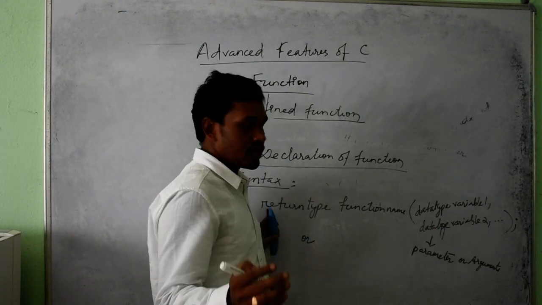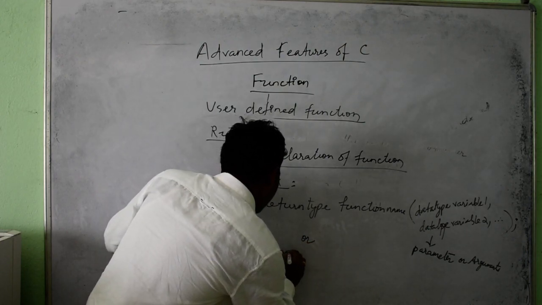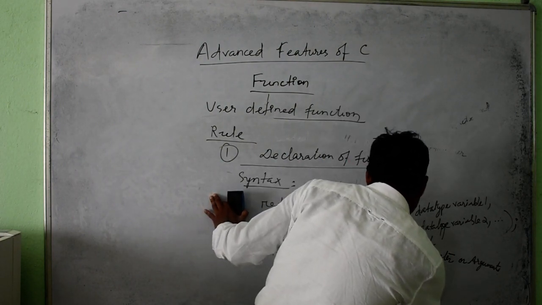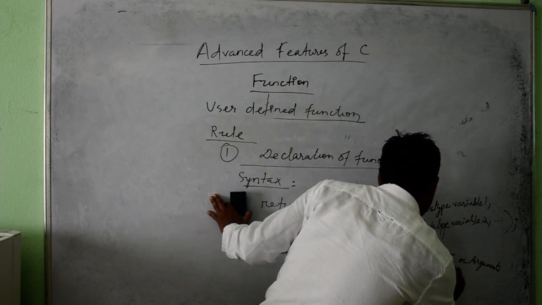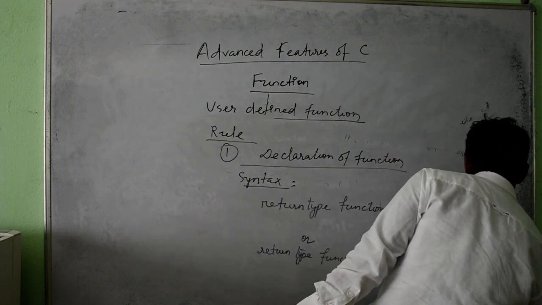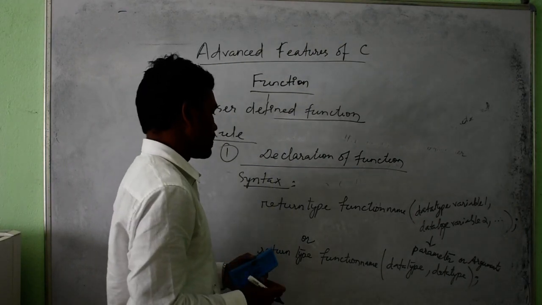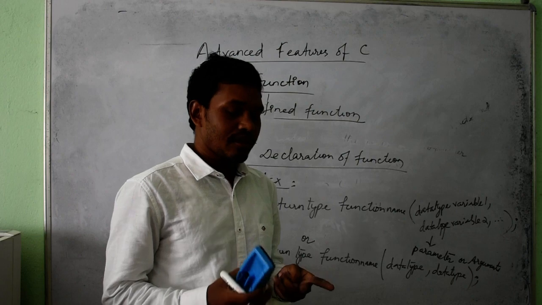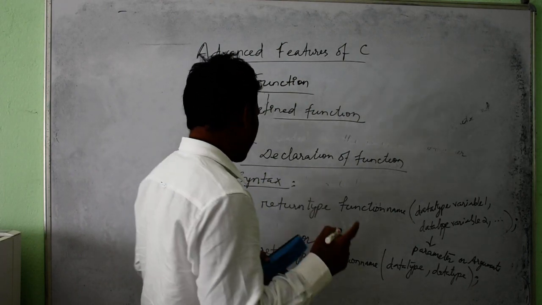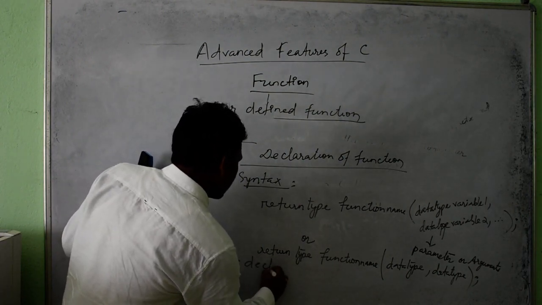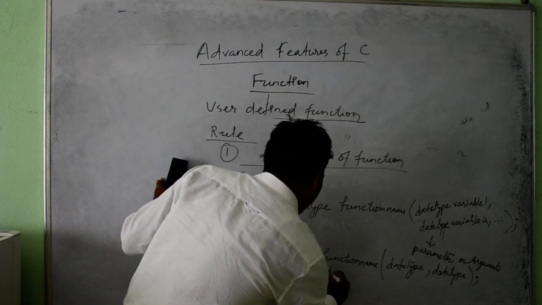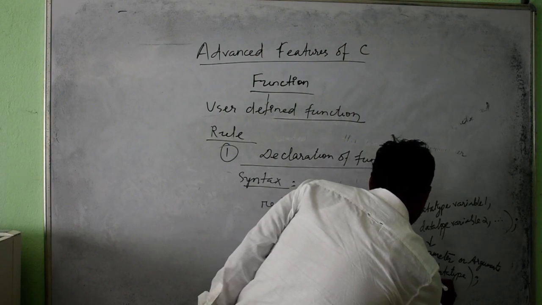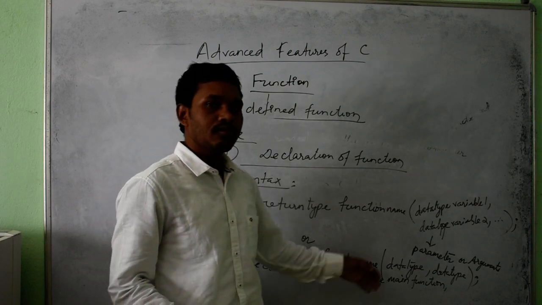Okay, or you can write it in another form: return type, function name, data type, data type. So for a user defined function, you have to declare a function above the main function. Remember, always the function declaration should be above the main function. Okay.